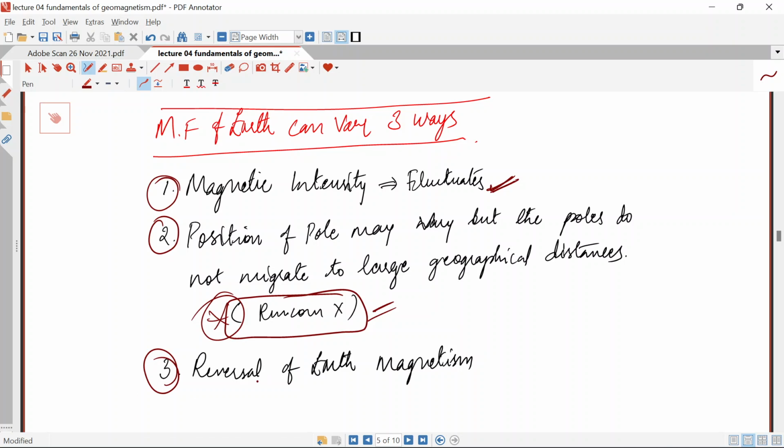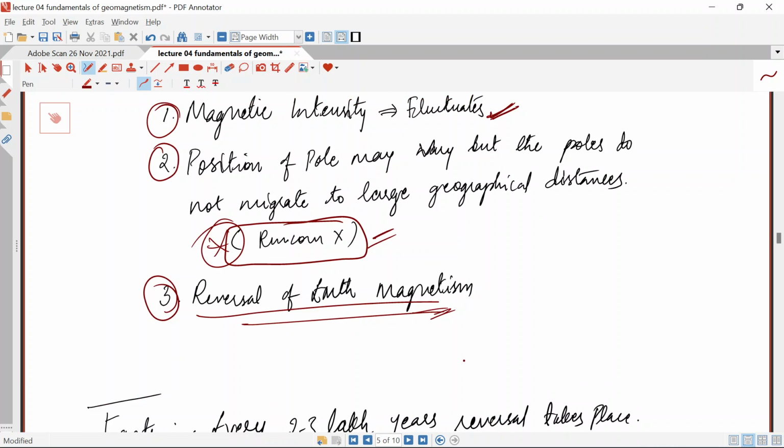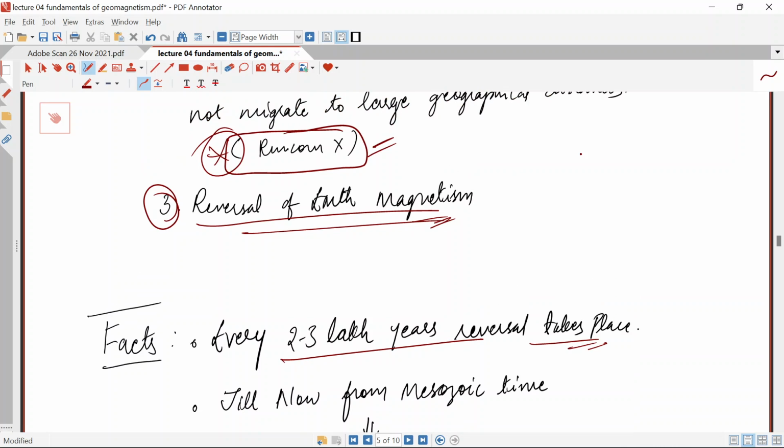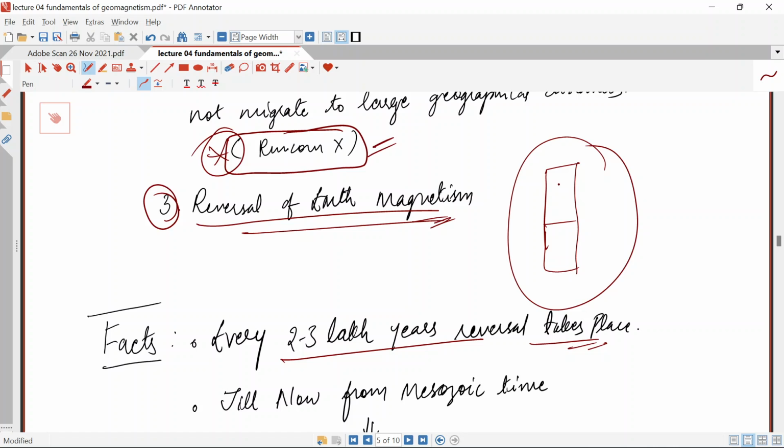And the third one is that reversal of Earth's magnetism takes place. We'll see some facts. The fact is, every 2 to 3 lakh years a reversal takes place. I will explain how reversal takes place. If you consider this Earth globe, at present we have the magnetic field south here, and north here. In the future, 2 to 3 lakh years after or before, the Earth's magnetism is going to take a complete reversal.